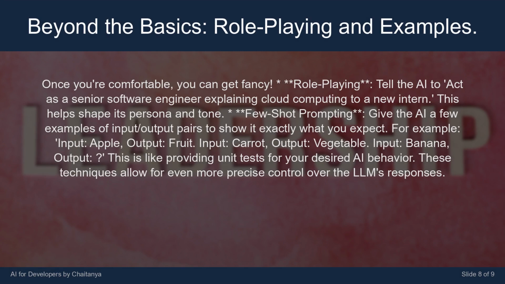Once you're comfortable, you can get fancy. Role-playing: tell the AI to act as a senior software engineer explaining cloud computing to a new intern. This helps shape its persona and tone. Few-shot prompting: give the AI a few examples of input-output pairs to show it exactly what you expect. For example, input: apple, output: fruit; input: carrot, output: vegetable; input: banana, output: This is like providing unit tests for your desired AI behavior. These techniques allow for even more precise control over the LLM's responses.